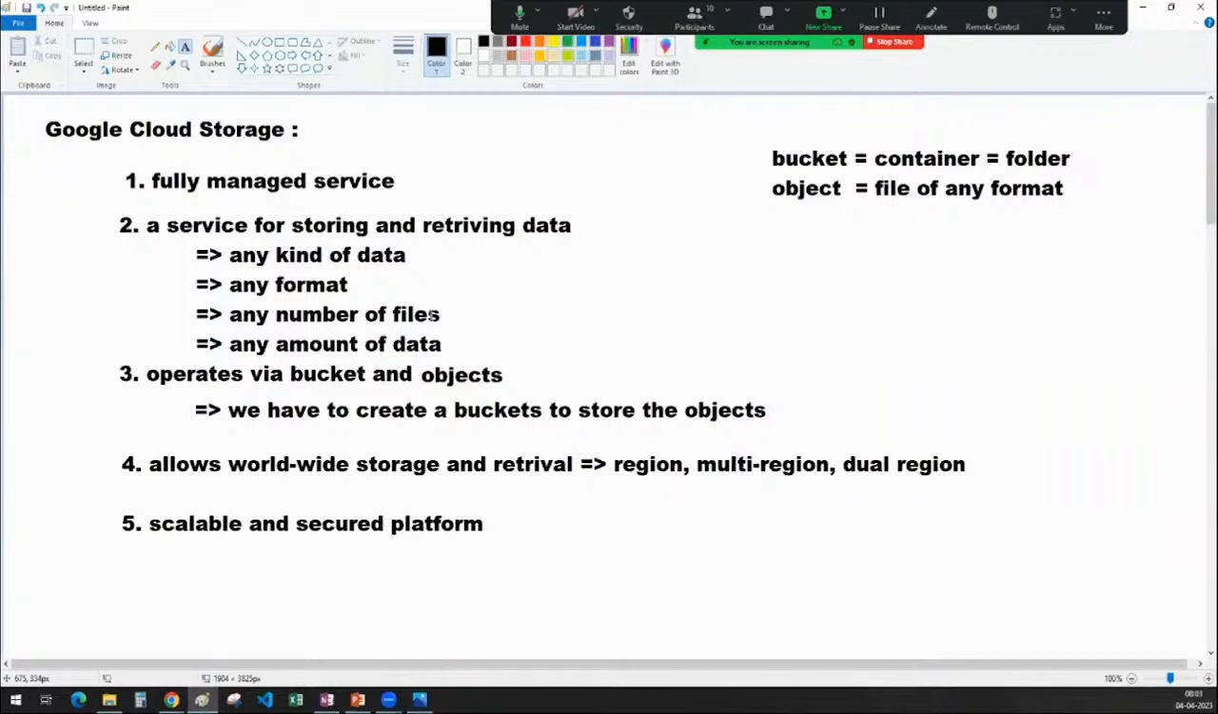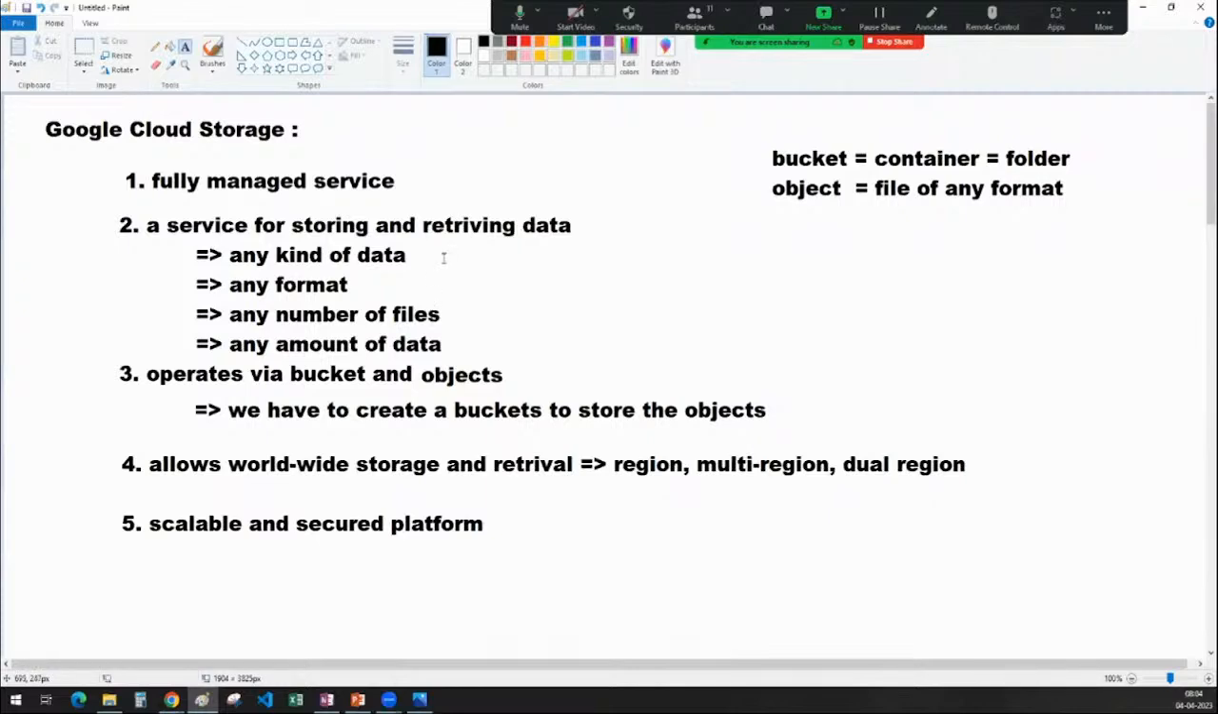Now you got it. What is Google Cloud Storage? The only thing you have to understand today is what Google Cloud Storage is, what the main purpose of having it is, who will be taking care of the resources here, and how it operates. What kind of a tool is it, whether it is a worldwide storage or a retrieval service, and whether it is a secured platform and a scalable platform or not. This is the only point you have to understand, guys.